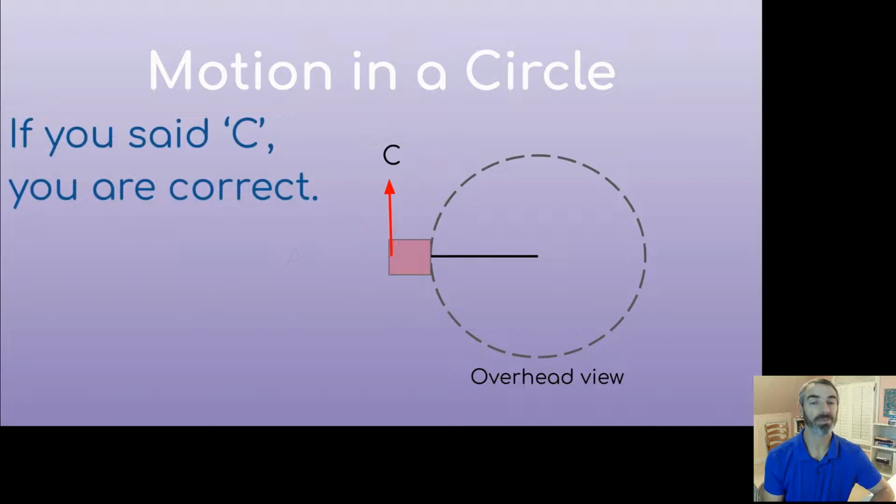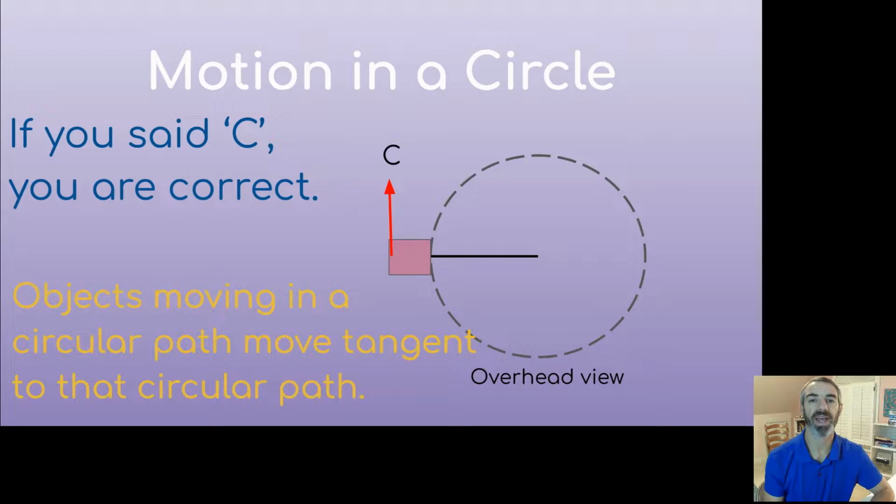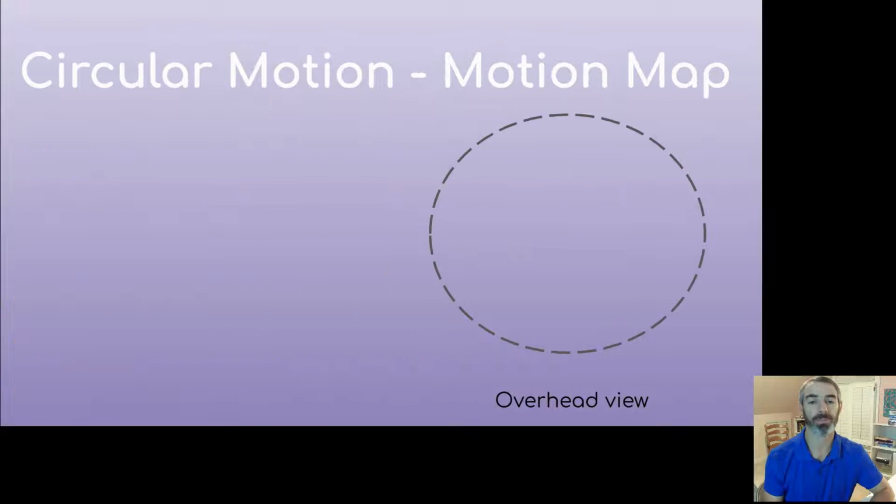If you answered C, you're correct. The reason for this is that objects moving in a circular path are moving tangent to that circular path, meaning that the arrow that represents the speed would just be touching the circle. This is important to know because we're going to construct a motion map for our object that's spinning in a circular path. So the velocity is tangent to that circular path.